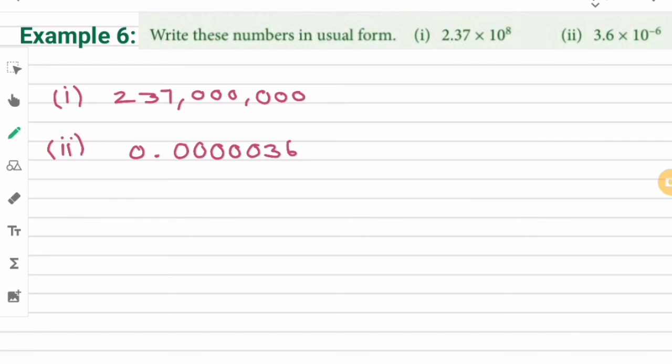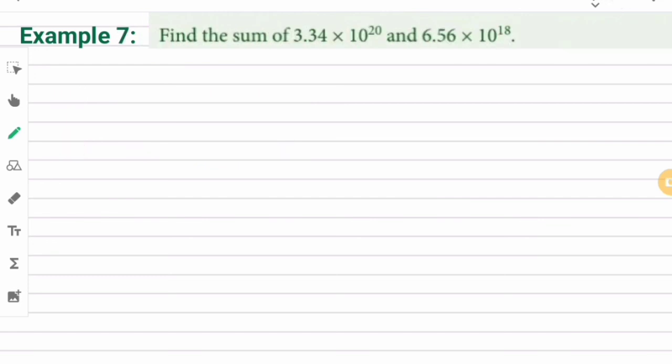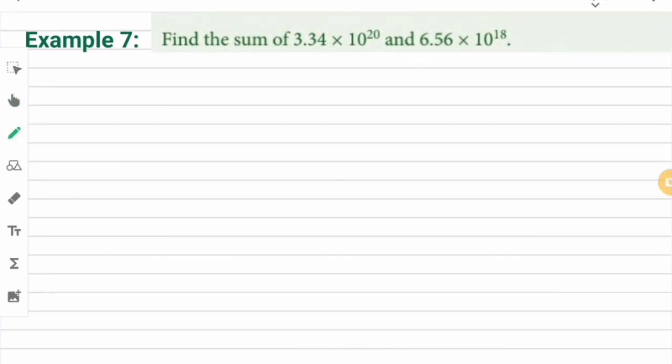And now, example 7. Simple. We are going to add these two values. Here, the sum value is given as 3.34 into 10 to the power 20. And here 6.56 into 10 to the power 18. You may see here 10 to the power 20, here 10 to the power 18. First we have to make this to be the same.